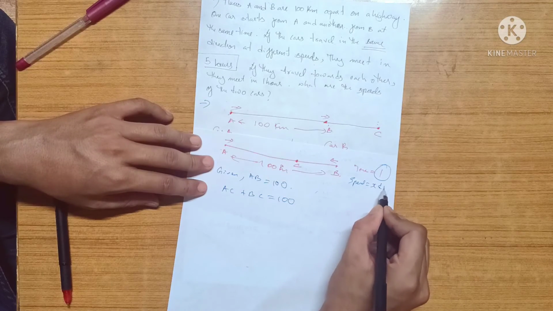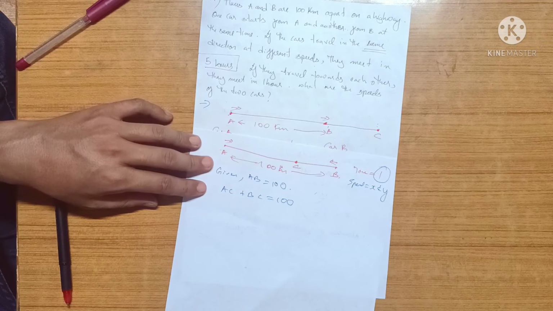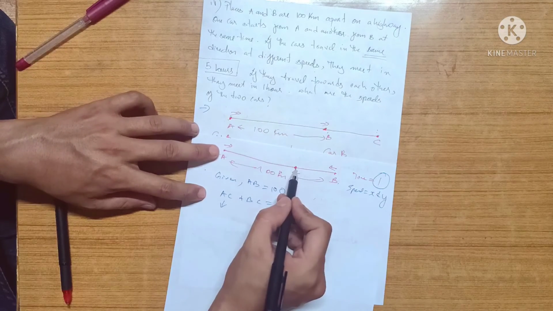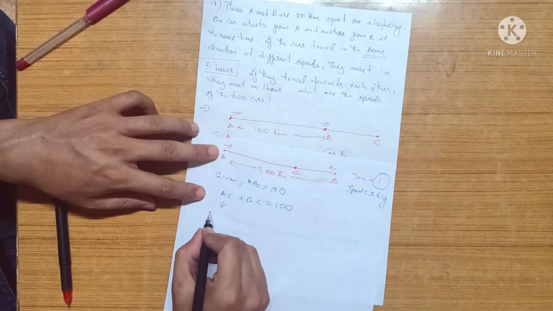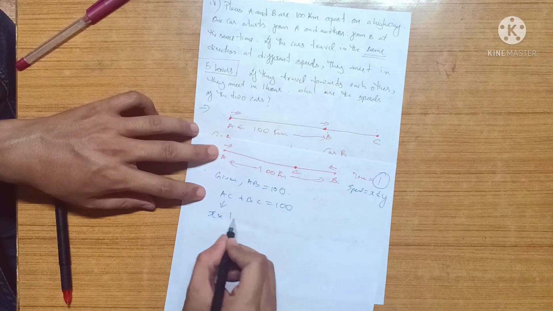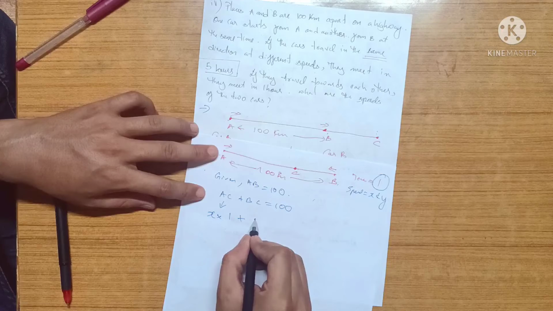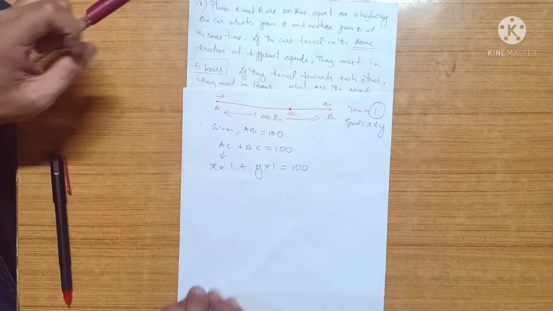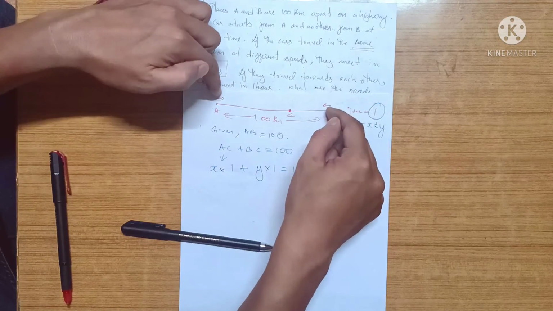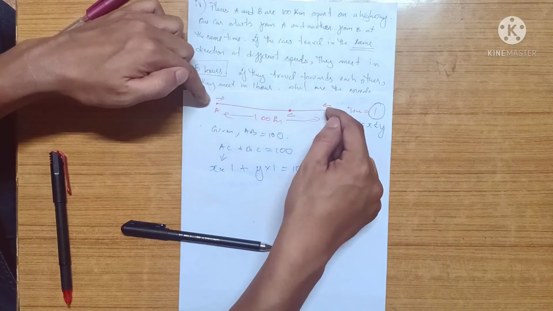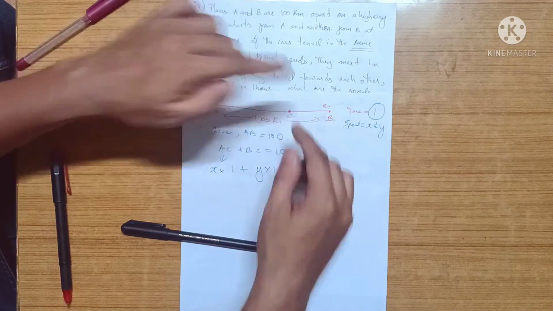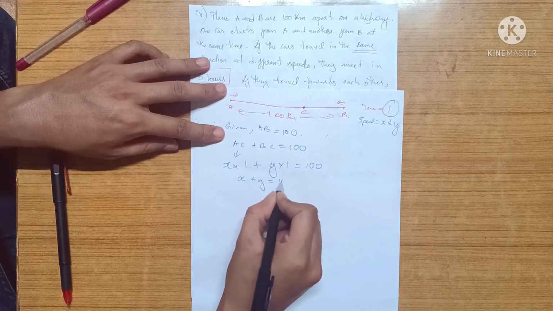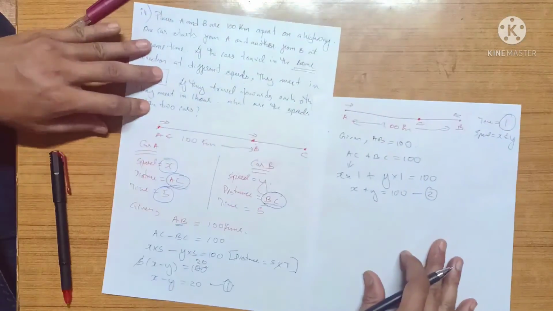Speed, we have x and y for both, right? And the distance, one is AC and one is BC. So instead of AC, the distance traveled by A, I can write the speed of A as x and the time taken by A as 1. For BC, the speed is y, and the time taken by B is also 1. By the way, they are taking the same amount of time because they started at the same time and they're meeting up here. So x plus y equal to 100 is our equation 2.